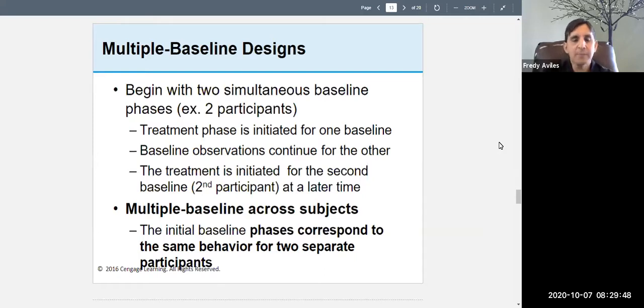Now, there's different types of multiple baseline designs, okay? Multiple baselines across subjects is when you use basically more than 1 subject. That's what we just described. So the initial baseline corresponds to the same behavior for 2 separate participants, let's say. So when you use 2 different participants, that's multiple baseline across subjects. And that's the example that we're talking about here with the participants.